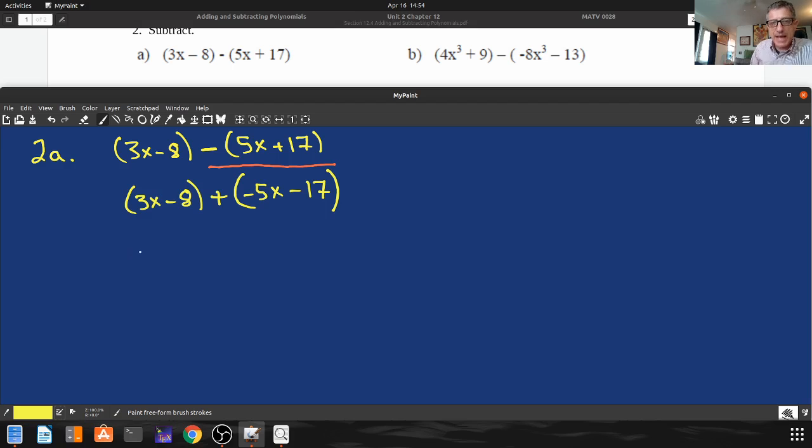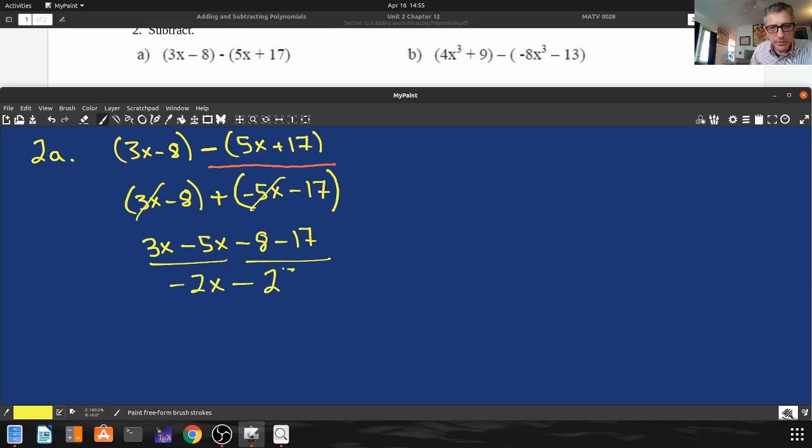So now I'm just ready to add those. So that's the degree 1 term, 3x minus 5x. And the degree 0 term, minus 8 minus 17. Combine like terms. 3 minus 5 is minus 2, and attach the variable along with its power. And minus 8 minus 17 is minus, not 15, but sorry, minus 25. So that's our final answer right there.